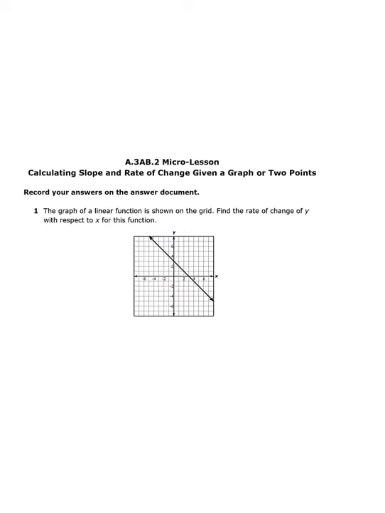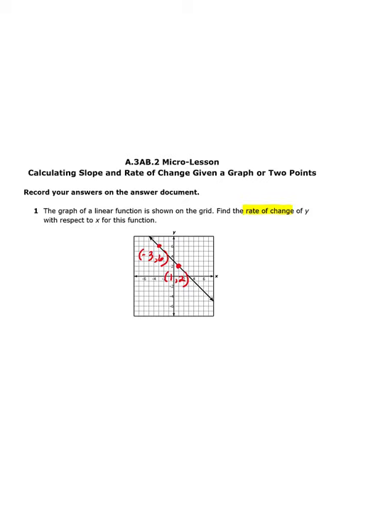Okay, so let's look at problem number 1. The graph of a linear function is shown on the grid. Find the rate of change of y with respect to x for this function. Now remember, to find rate of change on a graph, we need at least 2 points. So I'm going to find 2 easy to read points. Here's 1. (1, 2) is my coordinate pair. And I can find another one right here, which is (-3, 6).